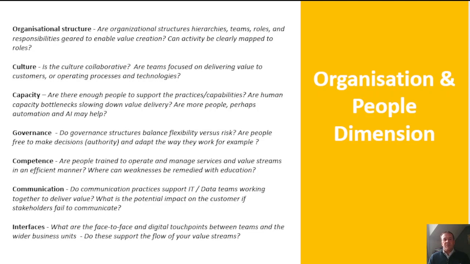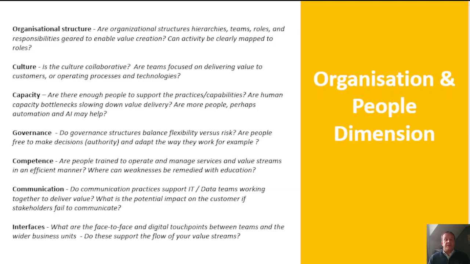Again, I'll do another session around automation and AI, but again, these are questions really to think about. The answer from a capacity perspective, I've seen too often, the answer is we need more people. That's not always the case. Perhaps a closer look at what are people actually doing, what processes, what practices are they doing, and are they doing it in the most efficient way?